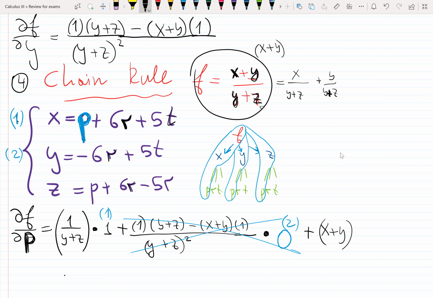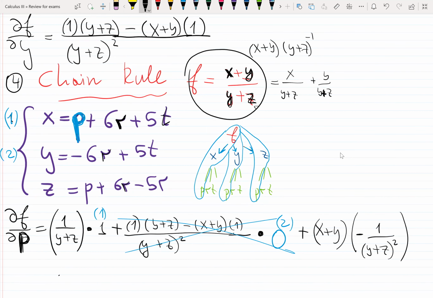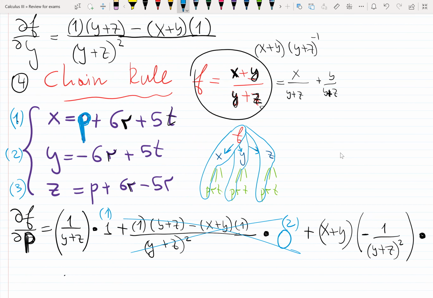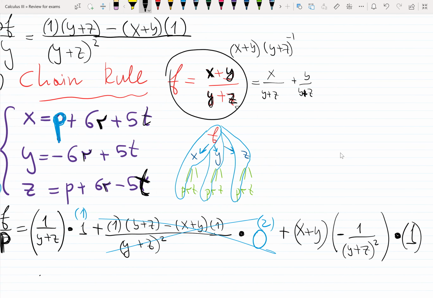X plus y times y plus z to the minus 1, minus 1 over y plus z squared times the derivative of the function inside, which is 0 plus 1. That is just the derivative of the function f with respect to z times, let's go to formula number 3. That's the connection between Z, P, R, and T. Fix this to T. This one, why is it repeated? It's not R, T. Let's differentiate with respect to P, and that is 1. And that is the answer.